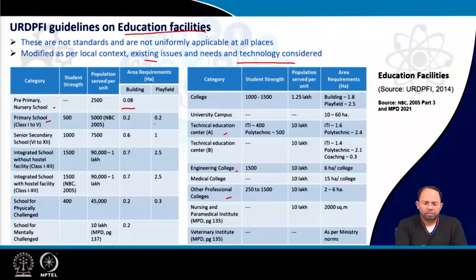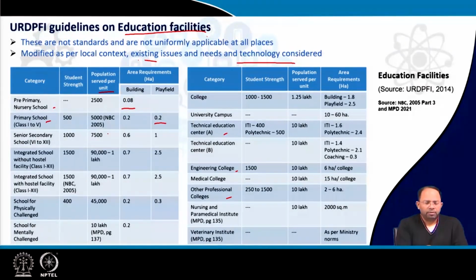In other cases, the playfield requirement is also specified. Schools should have their own playfield. If they don't have a playfield, they can share playfields from surrounding areas also. That is possible. But in general, we have to determine how many schools should be provided for a certain area based on the population figures given over here.